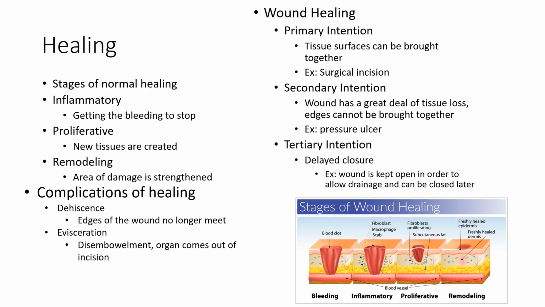Oh, wounds, wounds, wounds. Stages of wound healing. Okay, so the stages of wound healing, we've got normal healing: inflammatory, getting the bleeding to stop; proliferative, new tissues are created; and remodeling. Look at this, the area of damage is strengthened. Okay?